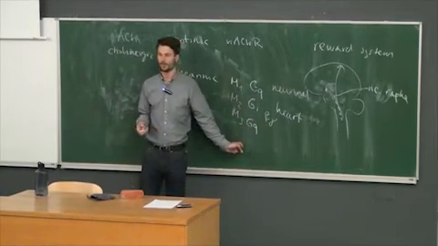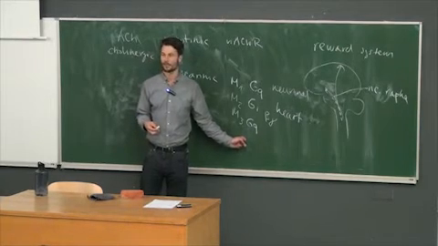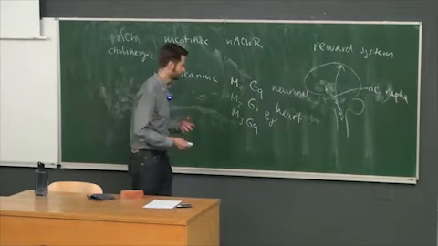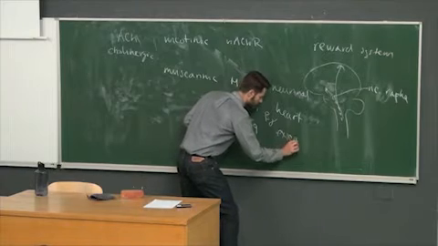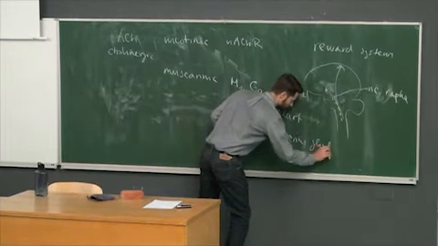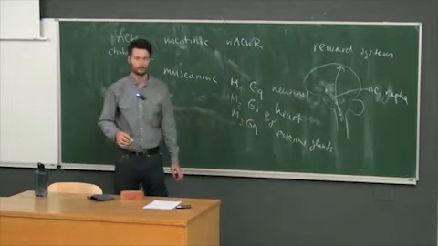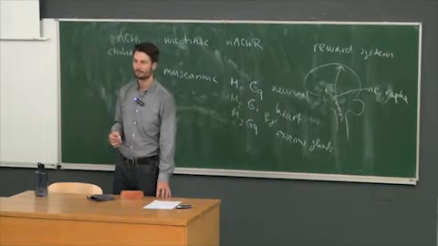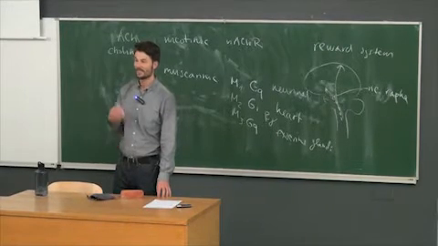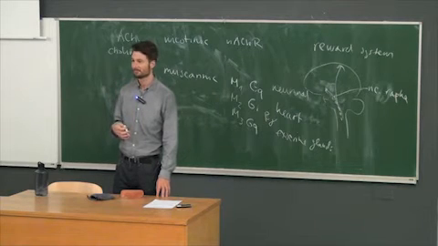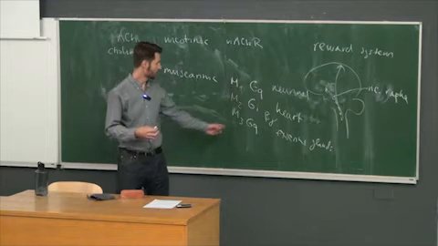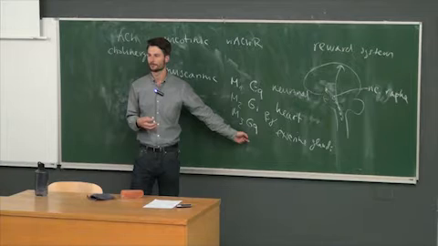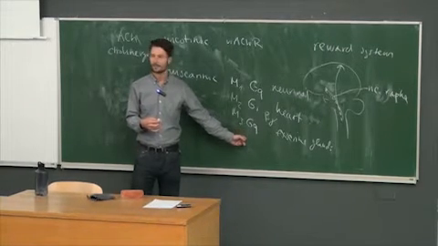The M3, the other muscarinic receptor, is found in exocrine glands. Do you know any exocrine glands? Pancreas? Salivary glands, etc. Tear glands. So these are regulated by acetylcholine, mostly via the M3 receptor.